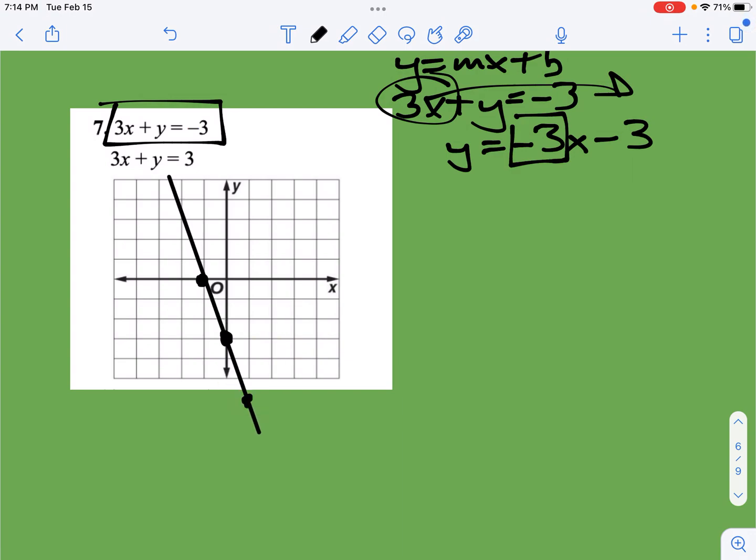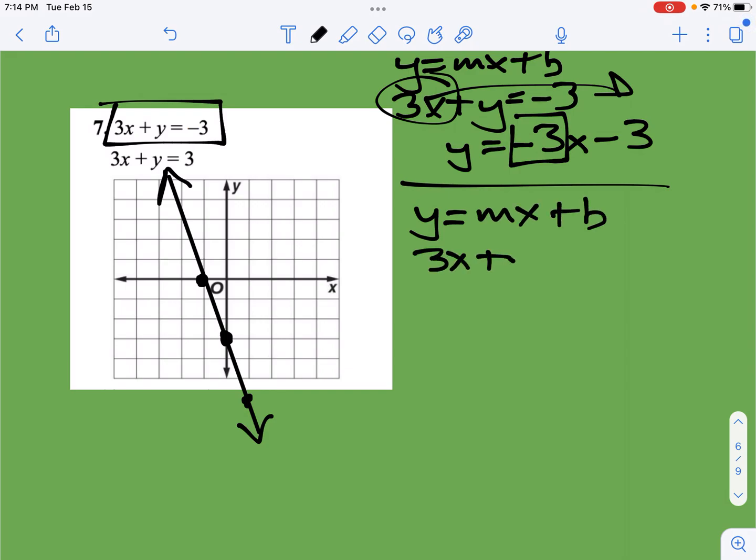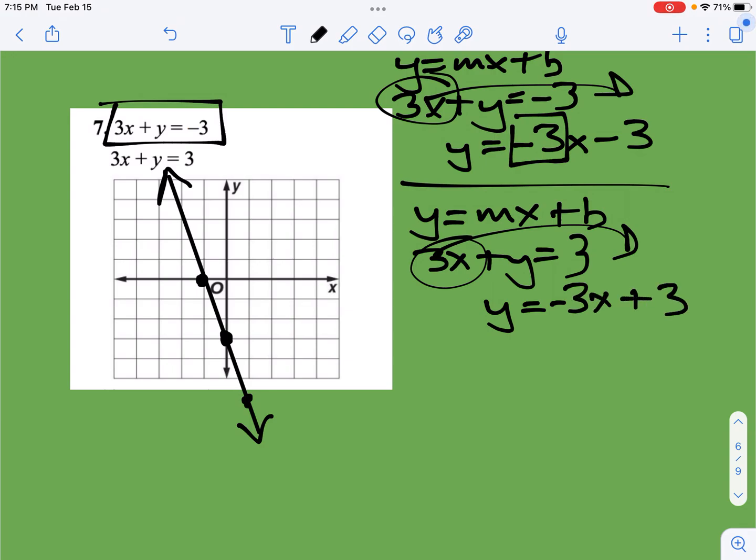So now for my next line, I'm going to do the exact same thing, and I'm going to write it as y equals mx plus b form. So let's take my 3x plus y equals 3 and move that 3x over again. So we're going to have the exact same slope, right? Except that I have a different y-intercept now. So that kind of tells you the tale of the tape, like where this is going to go. So my y-intercept is positive 3.